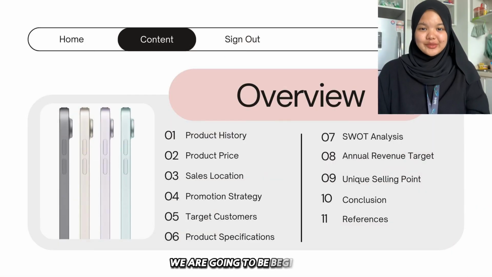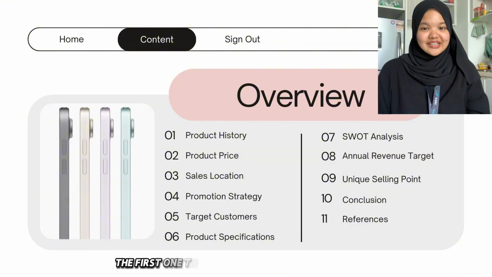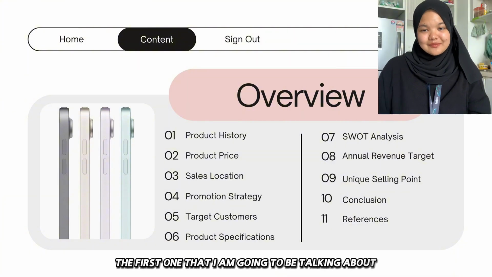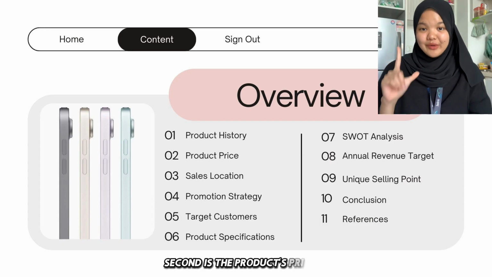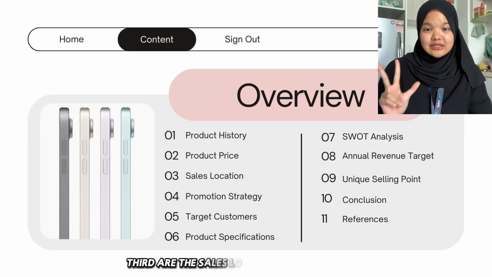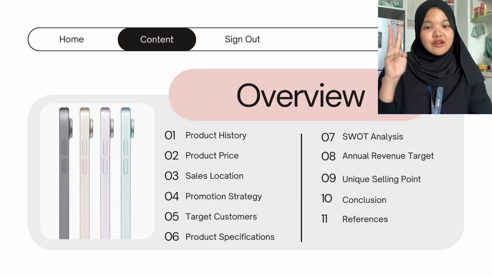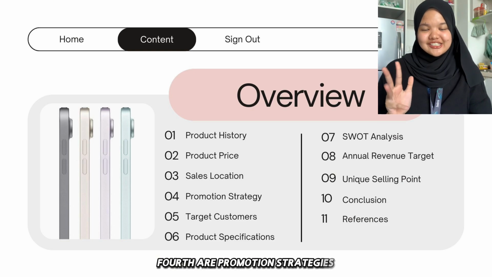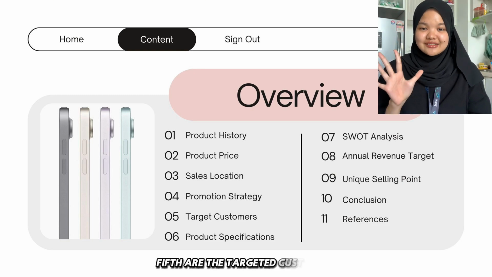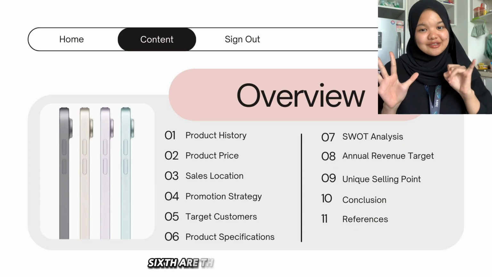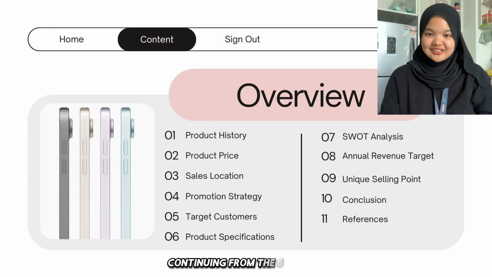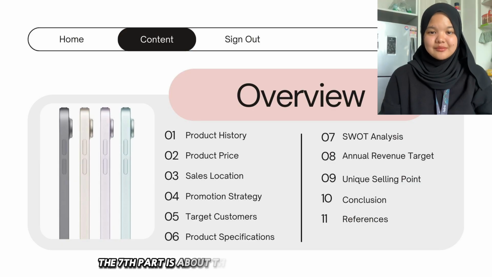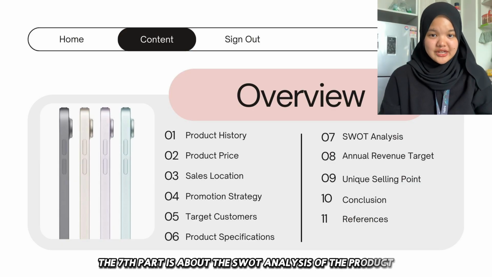We are going to be beginning with the overview of the whole presentation. The first one that I am going to be talking about is the product's history. Second is the product's pricing. Third are the sales locations of the product. Fourth are promotion strategies. Fifth are the targeted customers. Sixth are the product specifications. Continuing from the sixth part, the seventh part is about the SWOT analysis of the product.